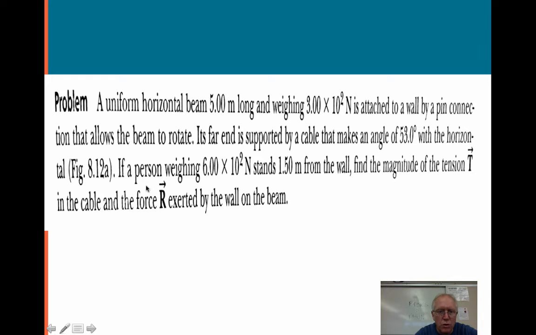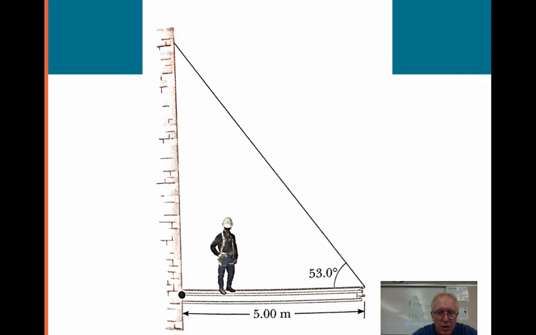I have a figure for you. A person weighing 600 newtons is standing 1.5 meters from the wall. This is in your notes already, or the PowerPoint problem paper that I gave you. We're going to find the tension and the R force exerted by the wall on the beam. Well, I'm confused. I don't know about you, but let's take a look at a diagram. That's why drawing a diagram can help out.